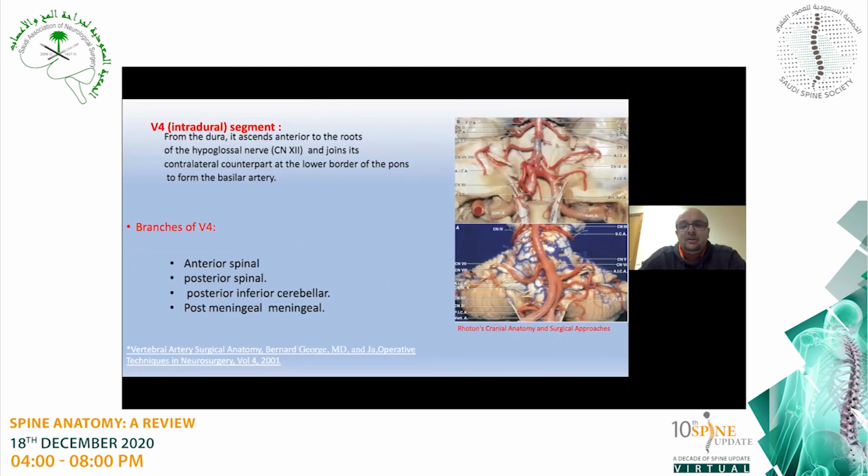The V4 segment, which is the intradural one, as we can see here, is a continuation of V3, anterior to the accessory and ascending spinal accessory nerves and hypoglossal nerves. It joins with the other side to form the basilar artery, and in most of the population it gives the branches of the vertebral artery, including the anterior spinal, PICA, and posterior meningeal artery. But again, there are variations where these arteries can arise from V3.